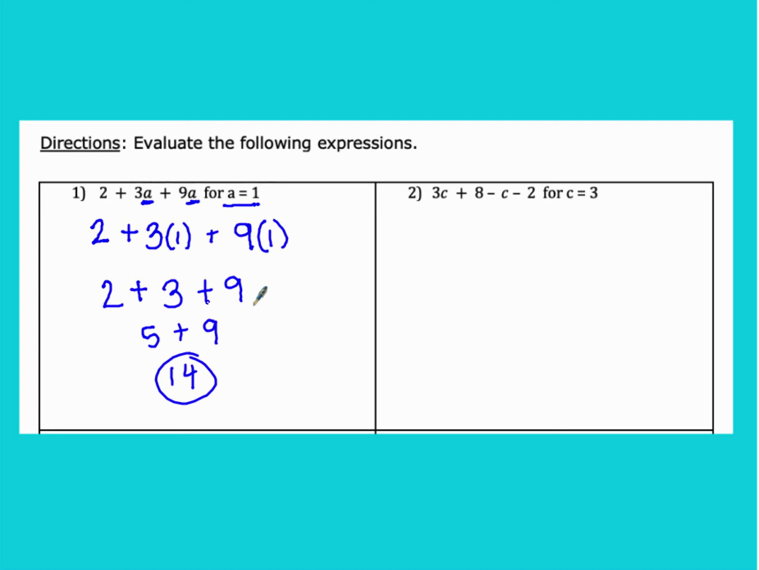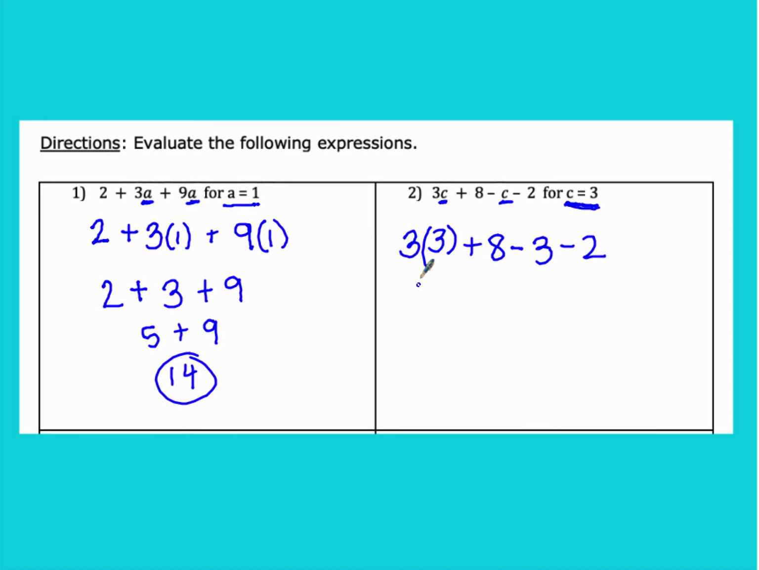So in number 2, they give us 3c plus 8 minus c minus 2 for c equals 3. So we've got to be careful here because we've got some subtraction going on. So every time we see a c, we're going to replace it with 3 this time. So I'm going to recopy the problem and just replace my c's with 3's. So I have 3 times c, which is going to be 3 times 3, plus 8, minus c, so that's just going to be minus 3, minus 2. That's everything that I started with, but replace the c's with 3's.